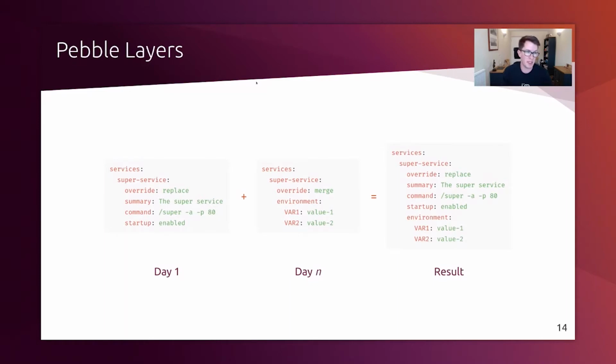At day one, you might deploy an application, tell it to run a simple command, and that you want that command to run automatically when Pebble starts, which is what's indicated by the startup field. But then at day N, perhaps you want to manipulate some environment variables, so you just specify a lightweight layer with just the config you want, specify override merge and throw that at the Pebble API, and Pebble will combine any existing configuration layers it's got with what you've just given it and come up with a new running configuration.